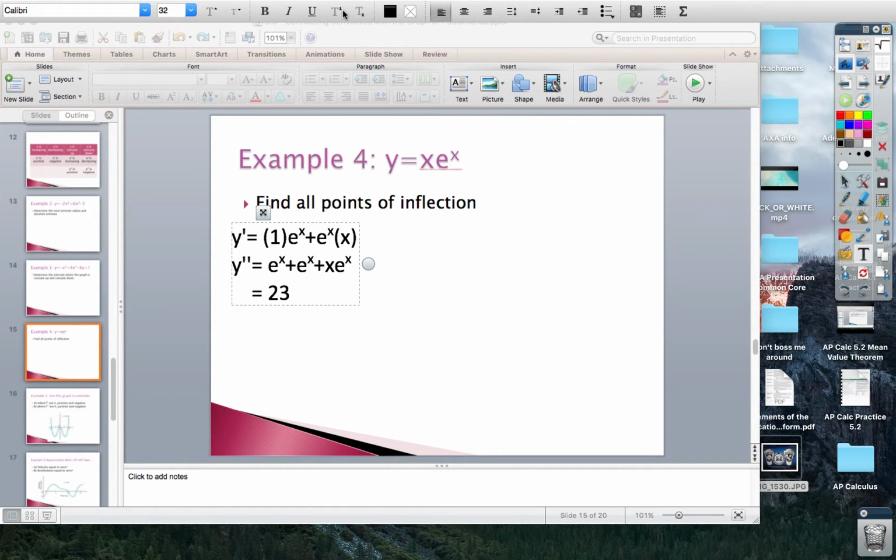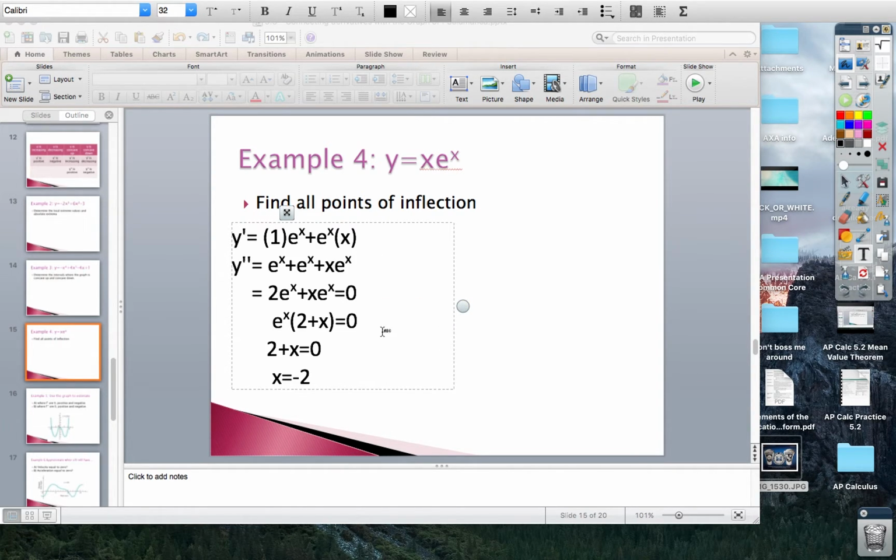So here we get 2e to the x plus x e to the x. We're going to set that equal to 0. We're going to subtract 2e to the x from both sides, my apologies. We are going to factor out e to the x from both items. So e to the x times 2 plus x equals 0. We're going to divide by e to the x on both sides. We get 2 plus x equals 0. And therefore x is equal to negative 2. And that's going to be our point of inflection.